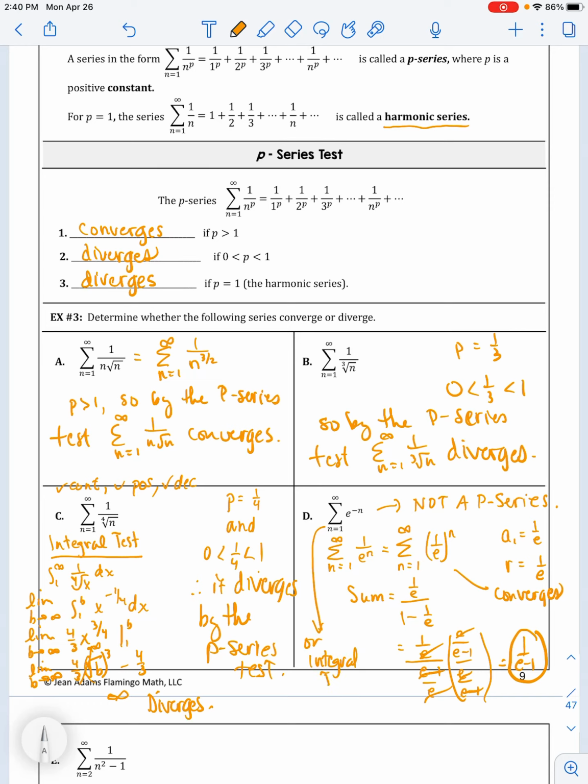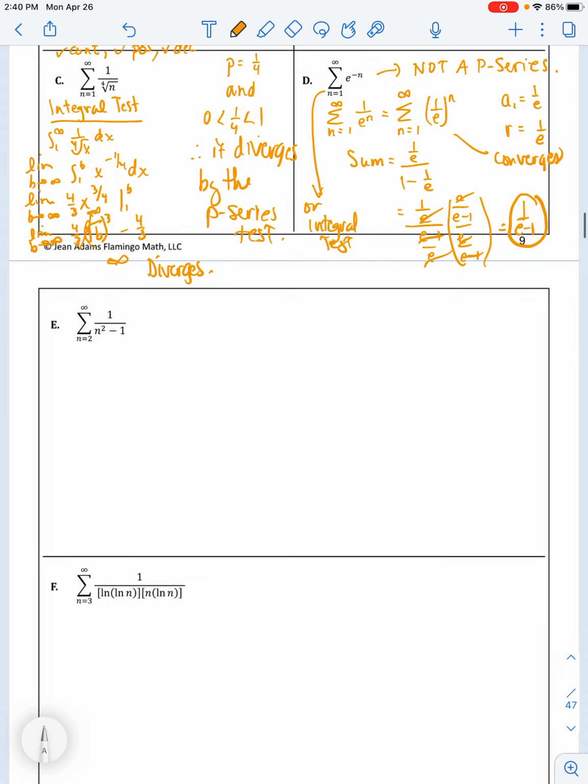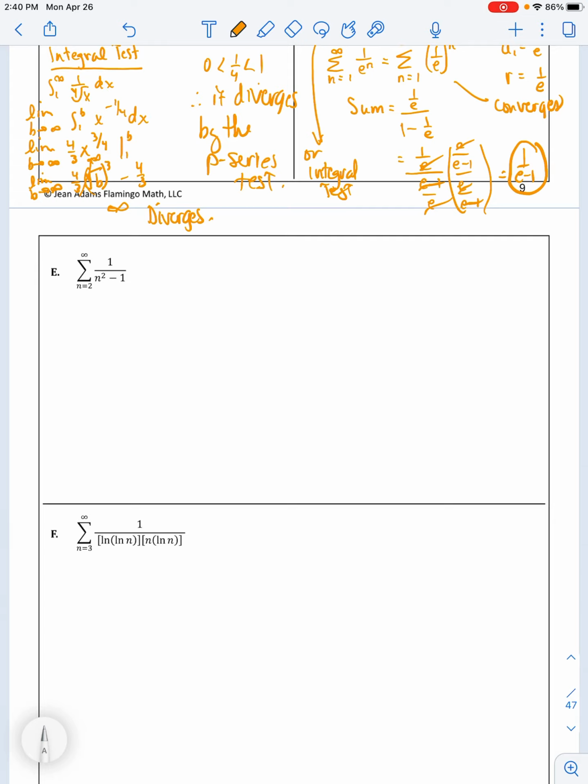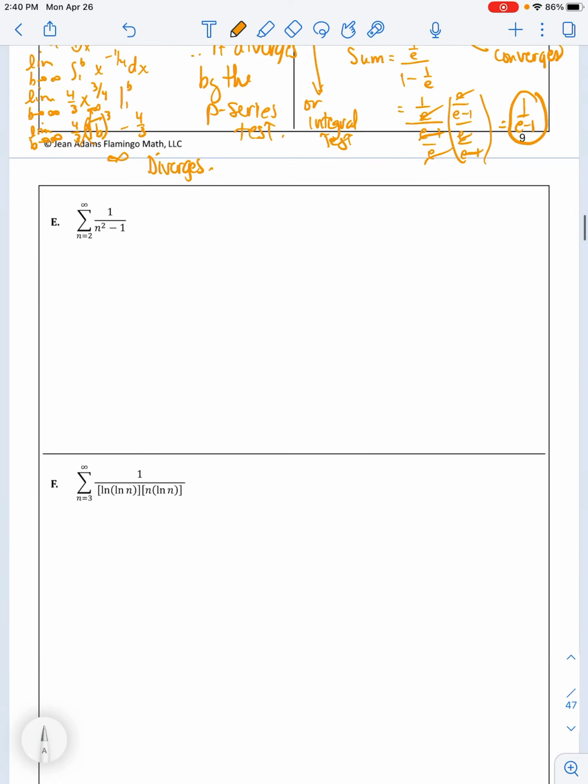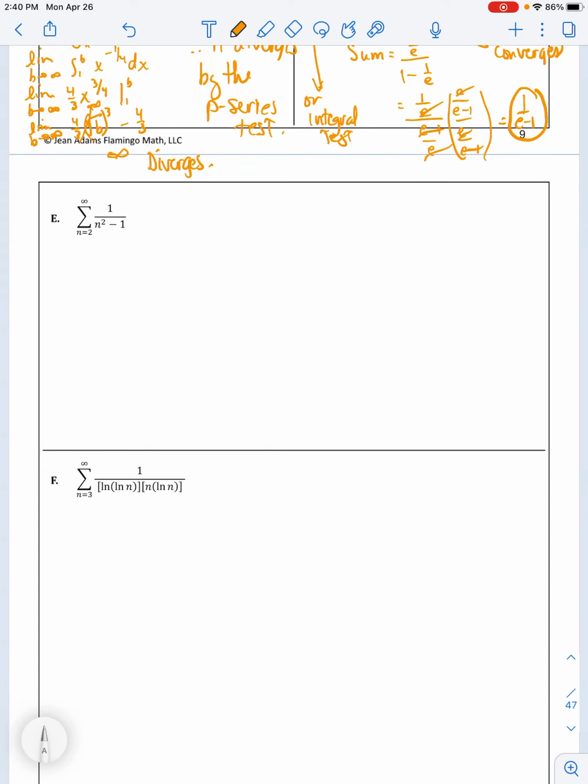You could also use the integral test on this one. I'm not going to do it though. We'll do it a different time. Maybe we'll come back to it after we do the integral test. And finally, these last two, I am going to use the integral test on this one.